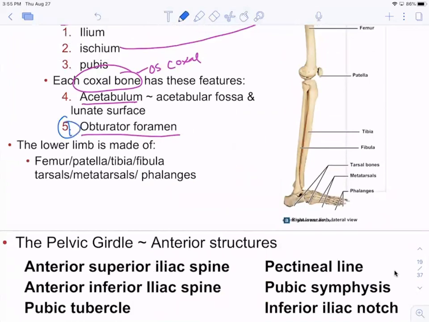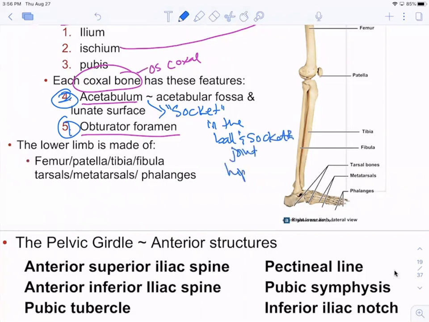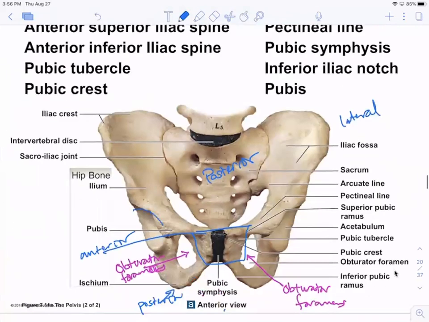I'm sorry, the obturator foramen is one of them, and then the acetabulum is the other. The acetabulum is the socket, and the ball and socket joint, which is your hip joint. So the acetabulums are lateral because your lower leg attaches in here. So you have an acetabulum on both sides. So those are really made up of all 3 bones put together.